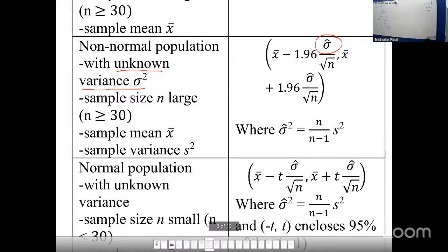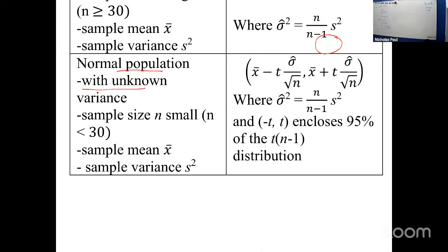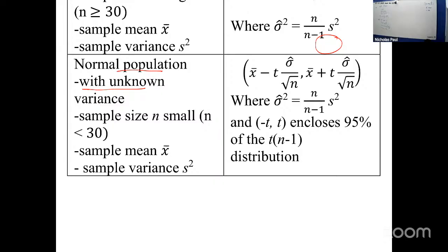Last one. Last condition is a normal, unknown variance, sample size small. So you'll notice two things in this one. You're using a t distribution and you're estimating the variance.